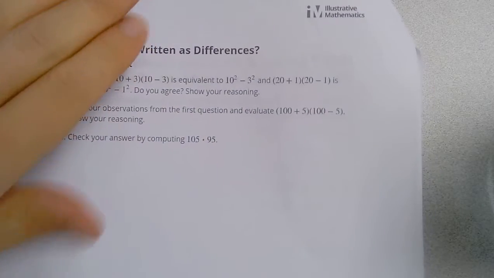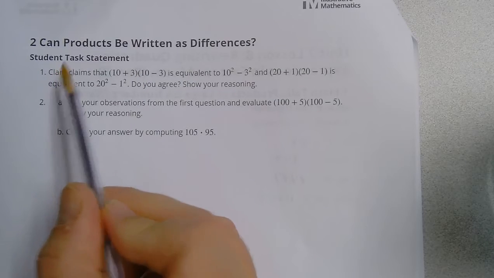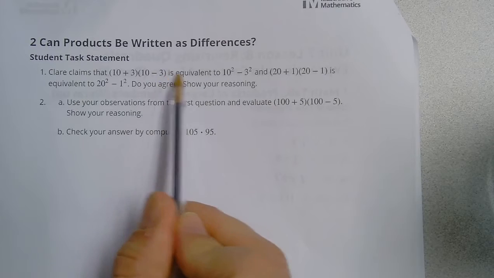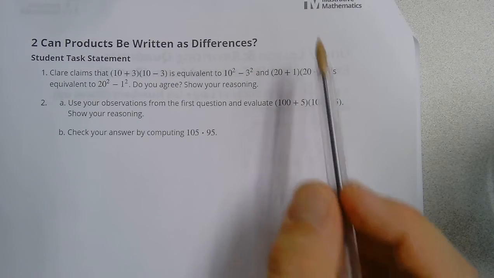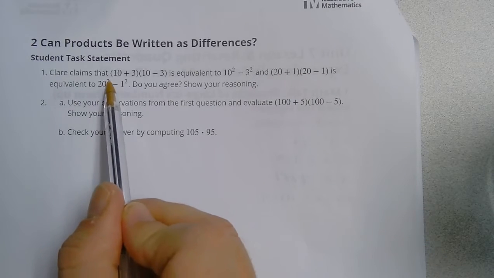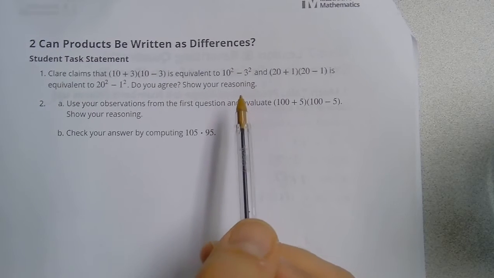So we're going to move on to our task. We'll look at the first task. Claire claims that 10 plus 3 times 10 minus 3 is equivalent to 10 squared minus 3 squared. And that 20 plus 1 times 20 minus 1 is equivalent to 20 squared minus 1 squared. Do you agree or disagree? Show your reasoning.